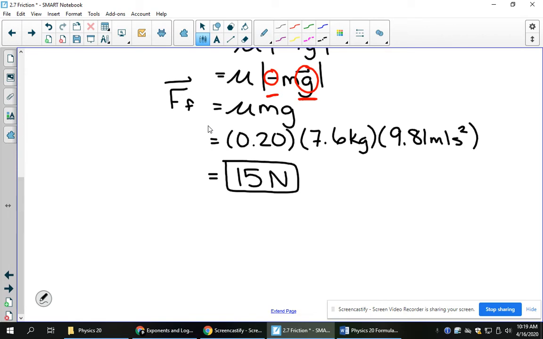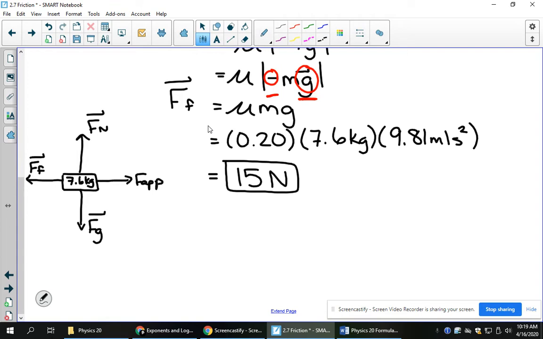If I wanted to have a free body diagram to go along with this, I could draw my 7.6 kilogram suitcase. I can draw my normal force and my force gravity. We've also got an applied force pulling the suitcase, and what we just found being the force friction that's working against the applied force. That would be a complete free body diagram.